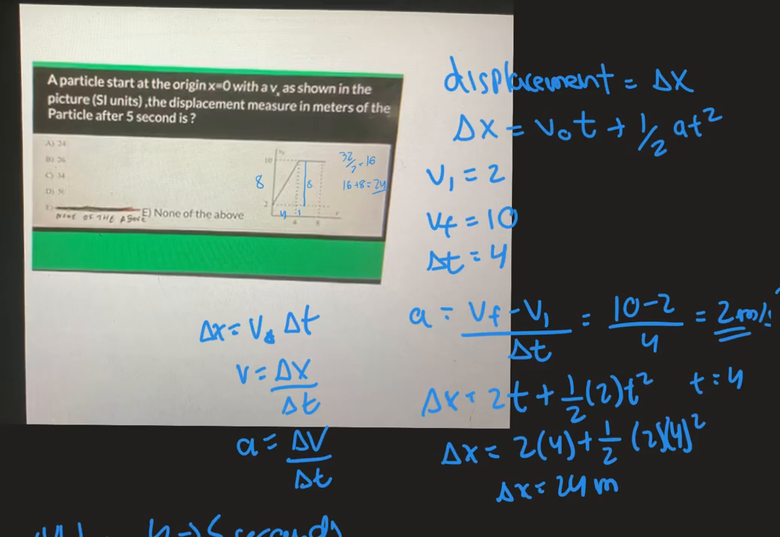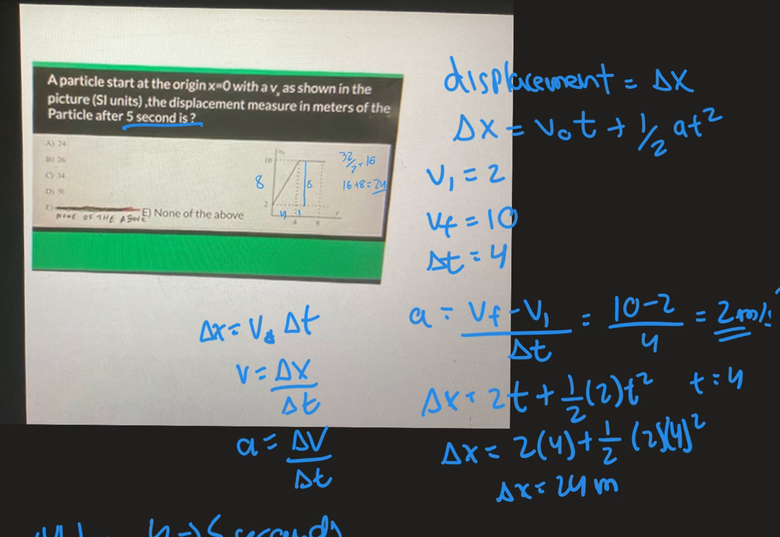Hello, here we are going over question 2. Question 2 says a particle started at the origin, x equals 0, with the vx as shown in the picture. The displacement measured in meters of the particle after 5 seconds is, so it wants us to determine after 5 seconds.